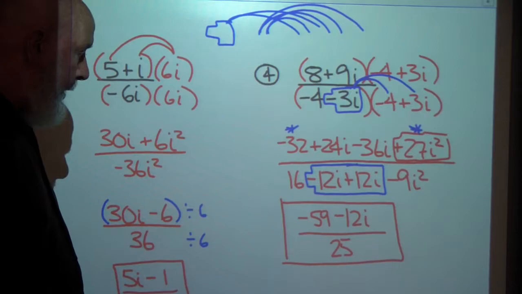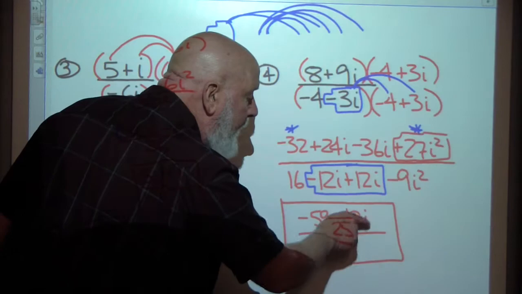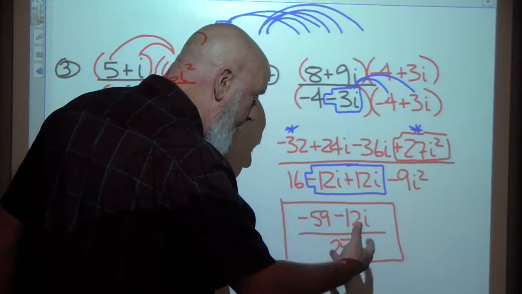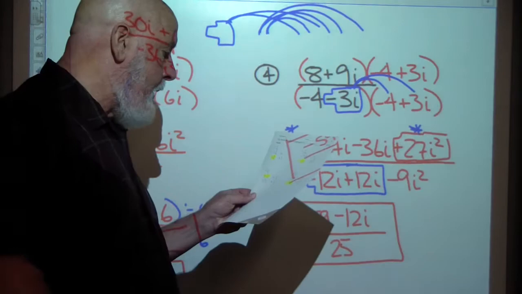You could break this into two fractions and call it negative 59 25ths minus 12 25ths i. But I believe the answer key leaves it like that. Let me see. Negative 59 minus 12i, all of that over 25.